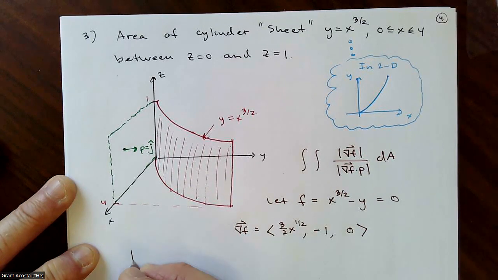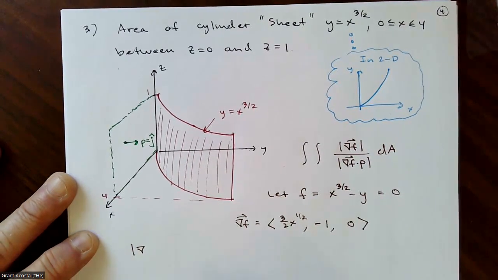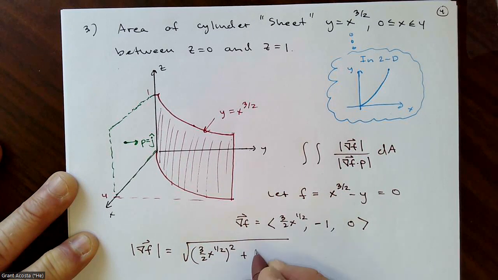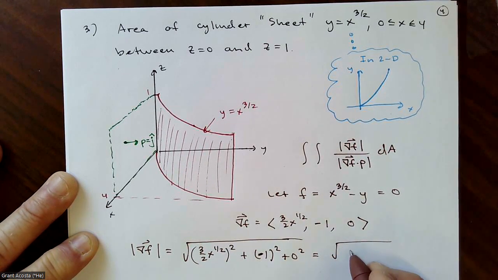The magnitude of my gradient is the square root of (3/2 x^(1/2)) squared plus (-1) squared plus 0 squared. So this is just the square root of 9/4 x plus 1.